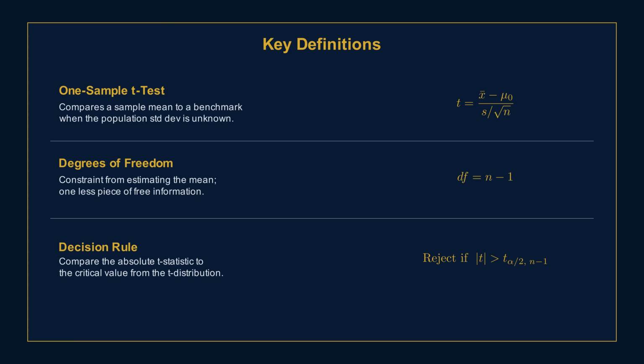So that's the one sample t-test. Use it when the population standard deviation is unknown and you're estimating it from the sample, which is almost always the case. The test statistic is the sample mean minus the null value divided by s over root n. It follows a t-distribution with n minus 1 degrees of freedom. Compare it to the critical value for your chosen alpha and apply the same decision rule that you already know. The only real difference from the z-test is that extra uncertainty from estimating the spread, and the t-distribution accounts for exactly that.